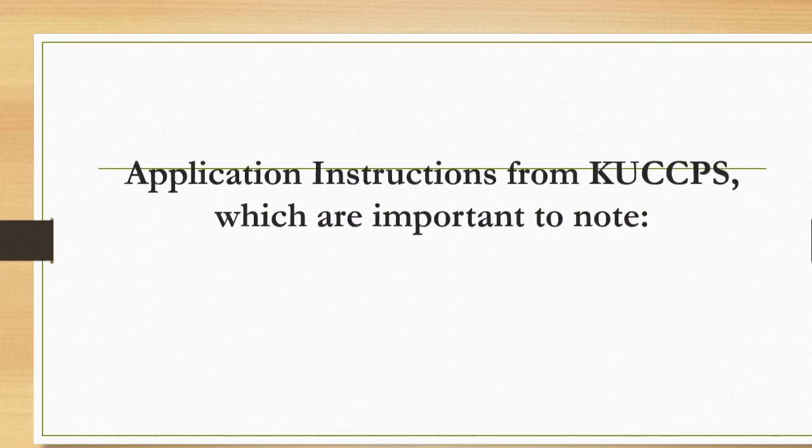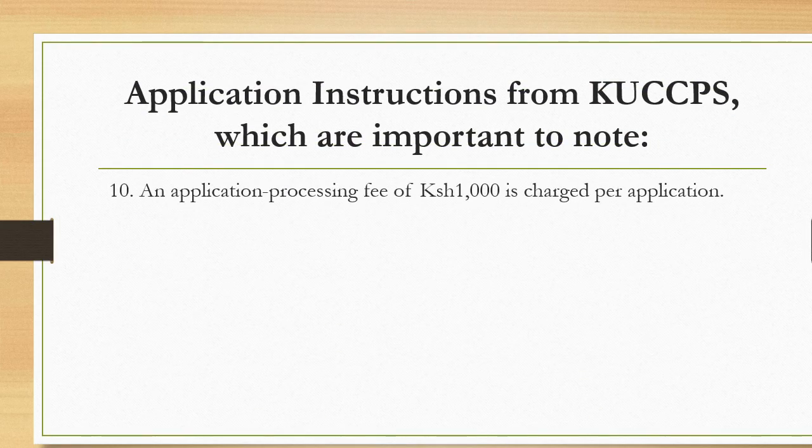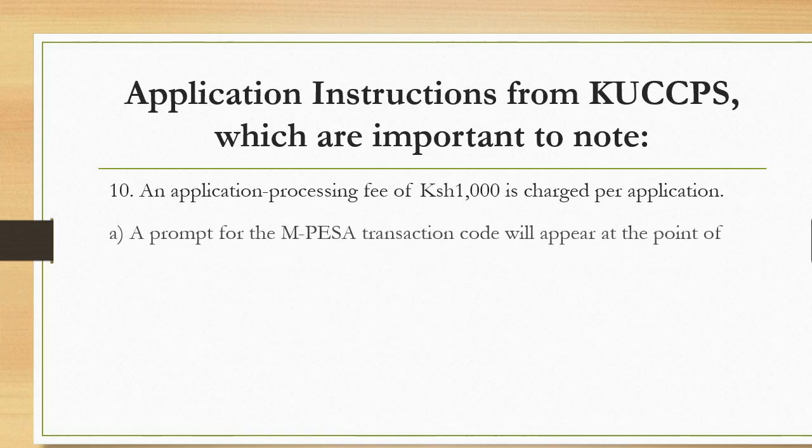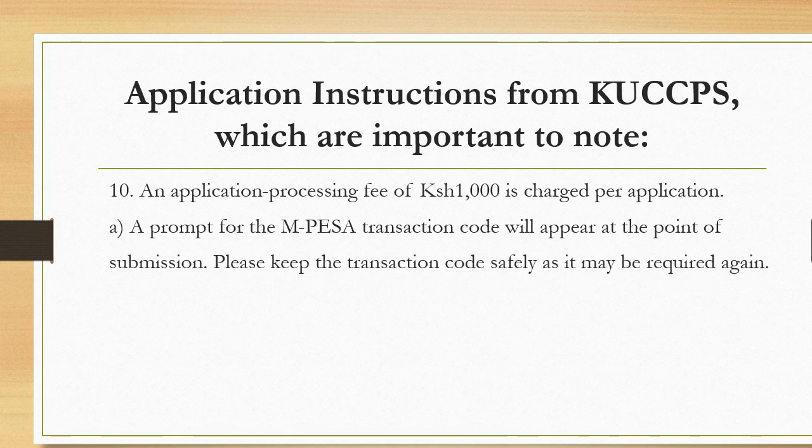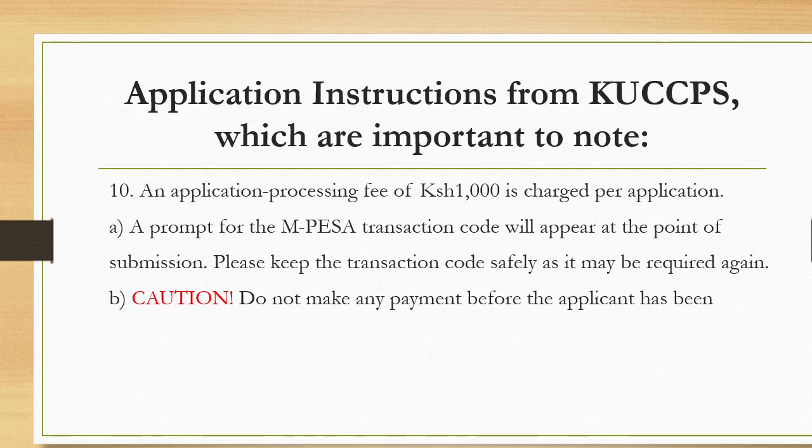So the other thing that you need to check is that you need to pay some amount, which is charged per application, that is 1,000. You do this via an M-Pesa transaction, and kindly remember to keep this particular code safely, maybe for future reference. And this can be done via the eCitizen.